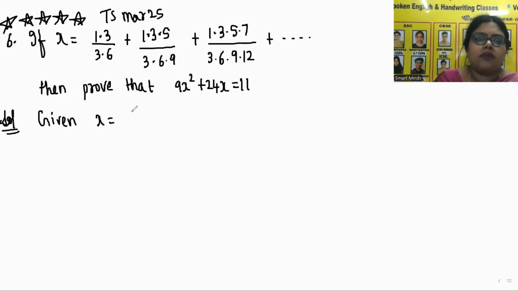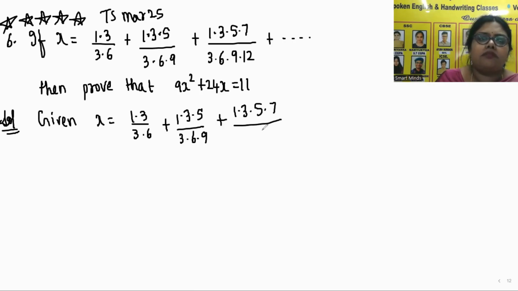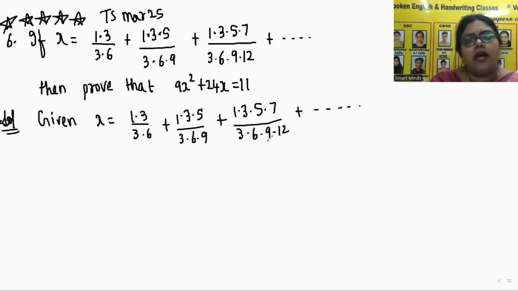Given x is equal to 1 into 3 by 3 into 6 plus 1 into 3 into 5 by 3 into 6 into 9 plus 1 into 3 into 5 into 7 by 3 into 6 into 9 into 12 plus and so on. As you can see from the previous problems, in the numerator and denominator you will have one term first, then two terms, then three terms, then four terms. But here it is starting from two terms, which means one term is missing and one is also missing. So what terms are missing here? We will add them on both sides.